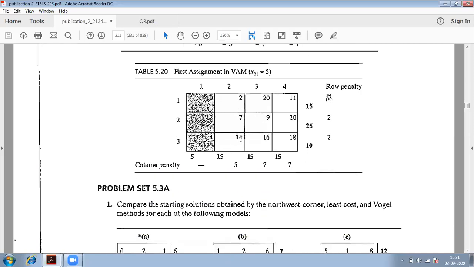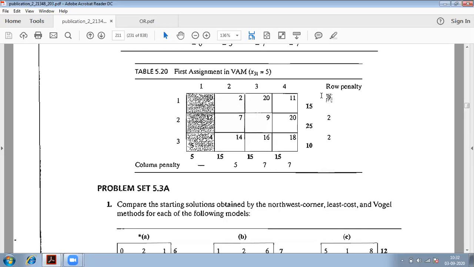Again, go to the penalties. Here, 7 minus 2, 9 will be the penalty. And 16 minus 9, 7 is the penalty again. And 16 minus 14, 2 is the penalty here. 9 minus 7, 2 is the penalty. And 11 minus 2, 9 is the penalty. So 9, 2, 2, 7, 7, 5. And this is crossed out, so no penalty. So 5, 7, 7, 9, 2.